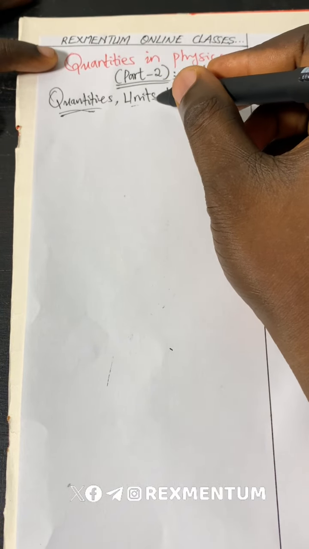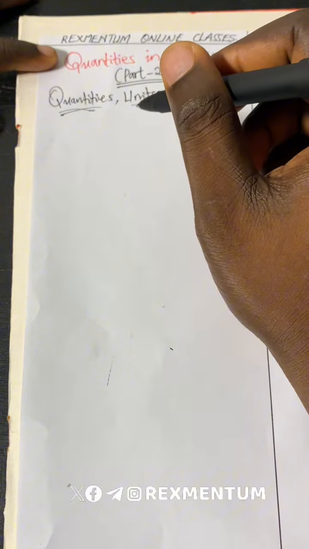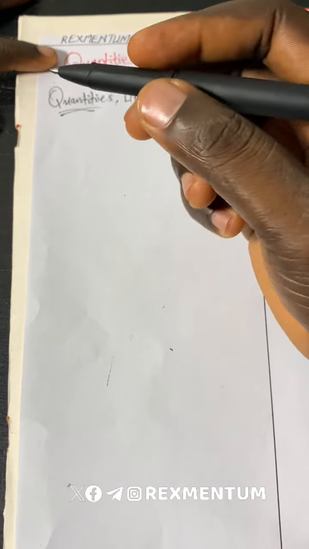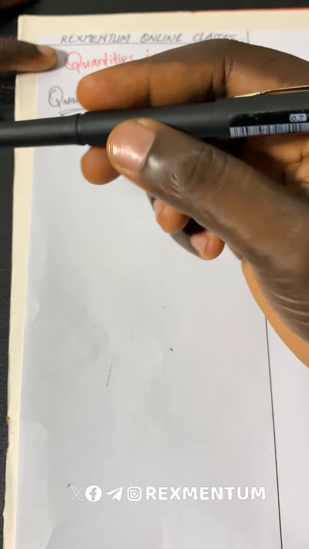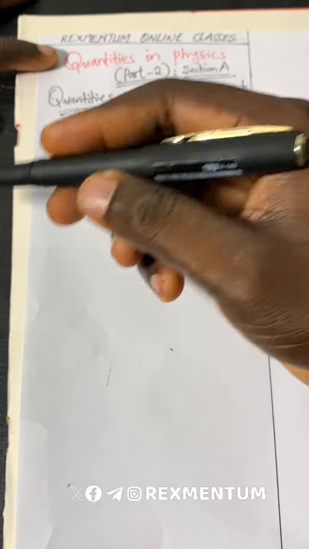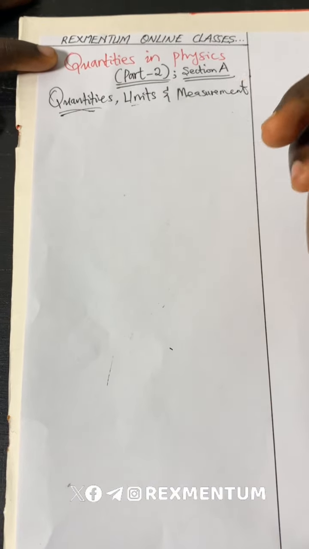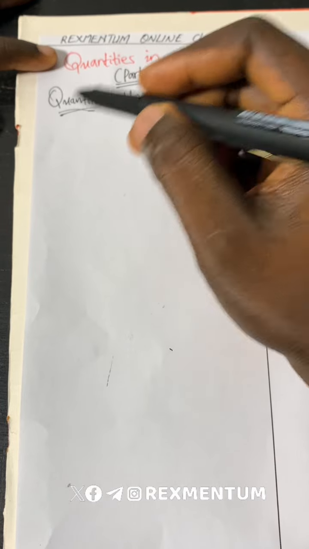We'll talk about units. Unit is no other thing than the yardstick with which a quantity is measured. For instance, we talk about fundamental quantities, which I told you in my previous video are 7 in number. For instance, mass is measured in kilogram, length in meter, and current in ampere. Ampere is the unit of current, while current is the quantity, a fundamental quantity there.